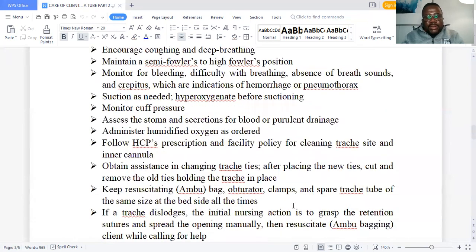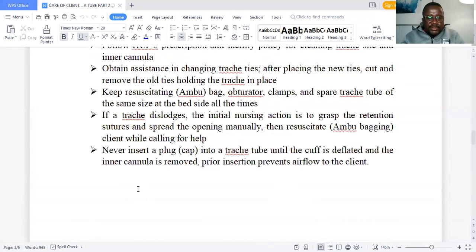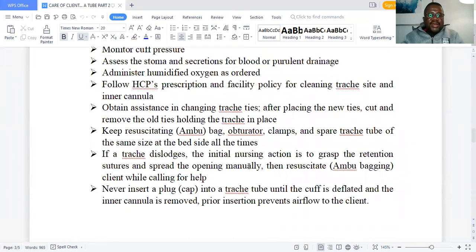Before you start calling the ambulance. Keep resuscitating bag, clamps, spare trach at the bedside, like we said before. If a trach dislodges, the initial nursing action is to grasp the retention sutures and spread the opening manually, then resuscitate and call for help.